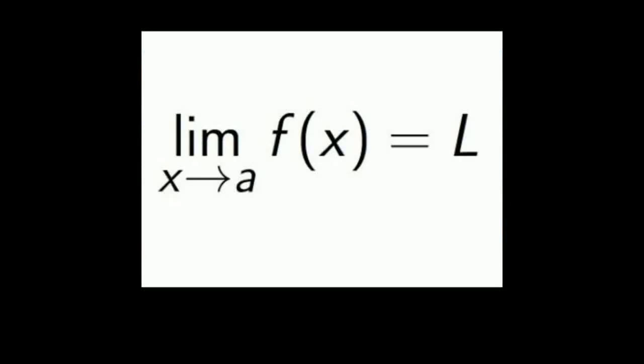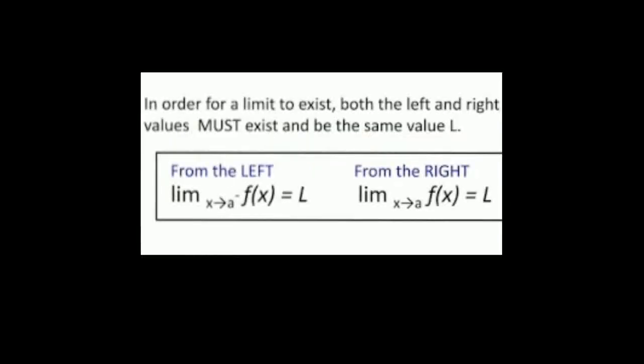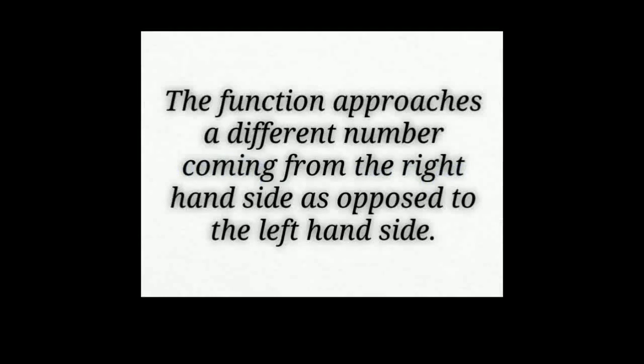The existence of a limit depends on the left hand limit and the right hand limit. In order for a limit to exist, the function must approach the same number coming from the right hand side as from the left hand side. It means that the values of the left hand and right hand limits must be the same. When the function approaches different numbers, the left hand limit is not equal to the right hand limit, and in that case the limit fails to exist.